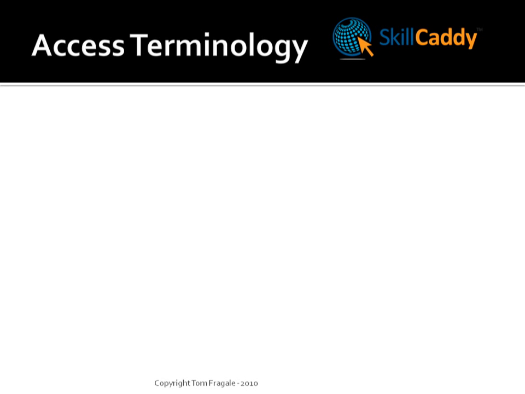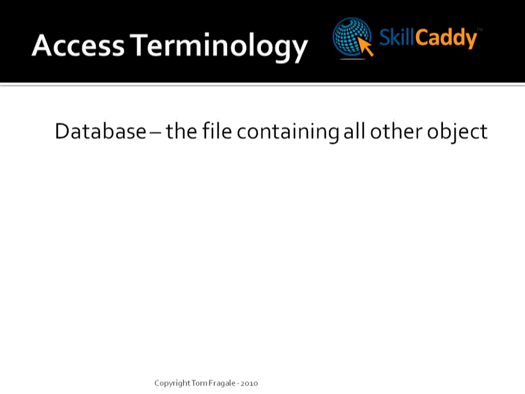In this video, I want to explain some Access terminology. For a lot of you, Access might be brand new, and Access has terminology that's kind of unique to it. So first, you might hear the word database. The database is the file that contains all of the other objects. So on your computer, you'll have a file or a database, and in there it contains your tables and queries and forms and reports.